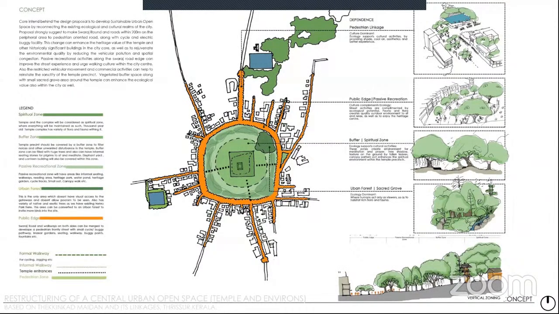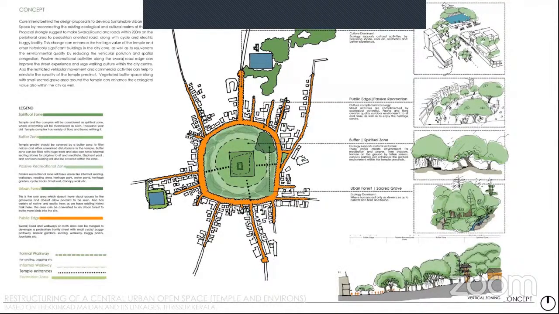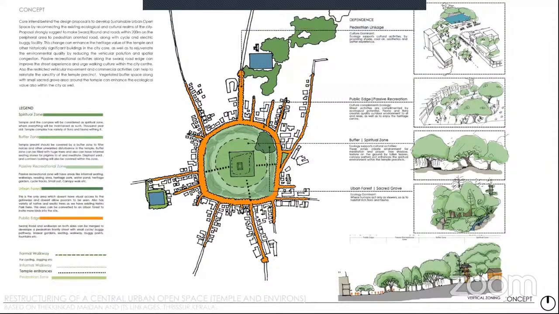Proposal strongly suggests to make Swaraj Round and the roads within the periphery of 100 to 200 meter converted to pedestrian oriented with cycle and electrical buggy facility. This change can enhance the heritage value of temple and other historically significant buildings in the city core as well. It helps to rejuvenate the environmental quality by reducing the vehicular pollution and spatial congestion.